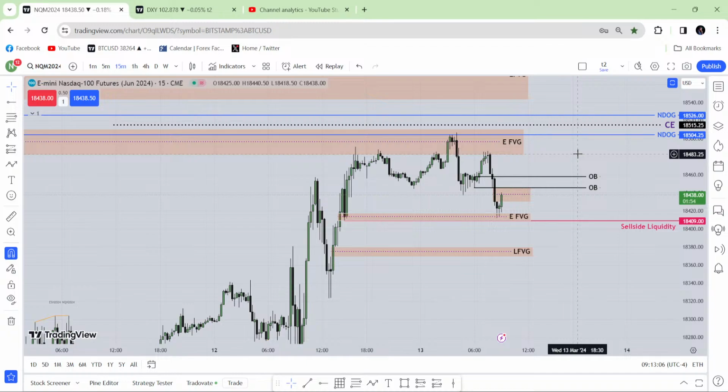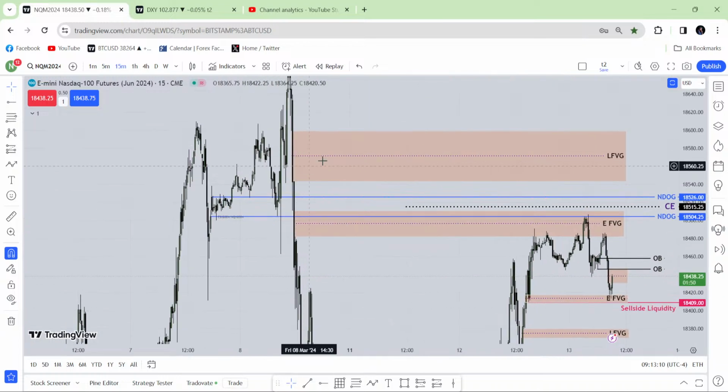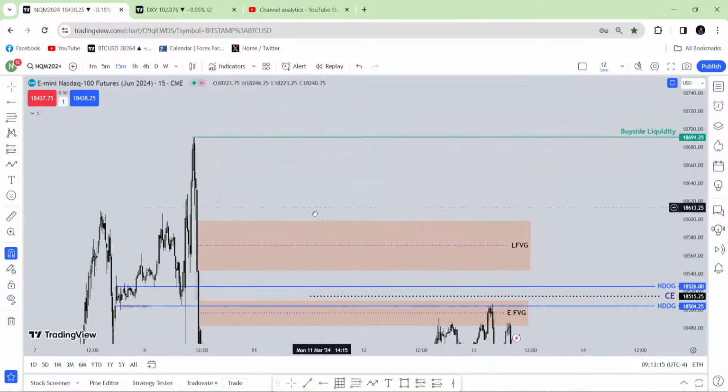There are two fair value gaps. This is the last fair value gap. Below the last fair value gap, this is the entry fair value gap. That means our well-known setup.